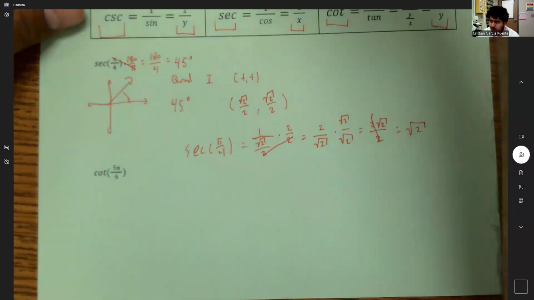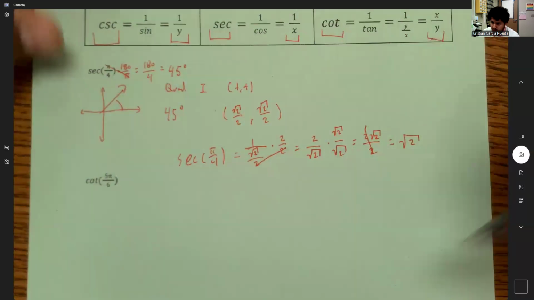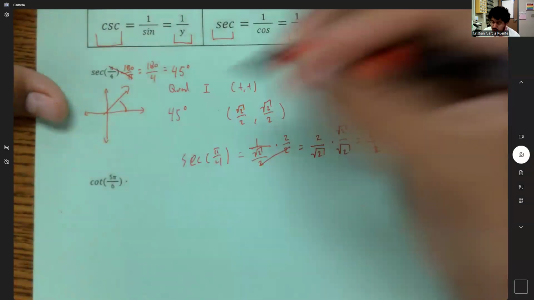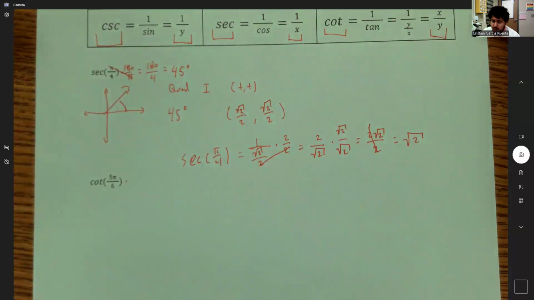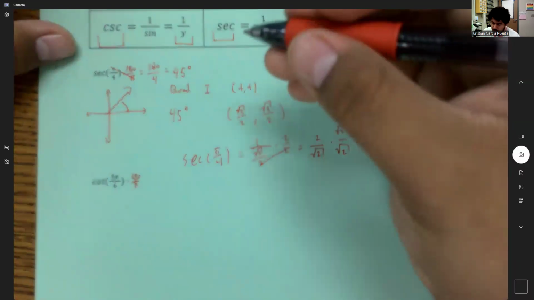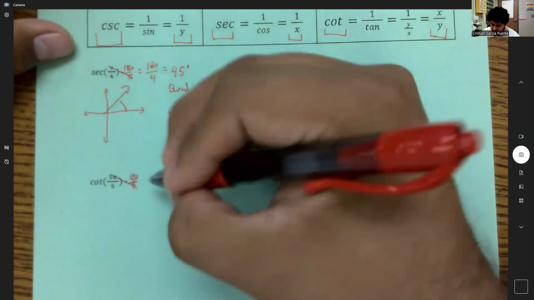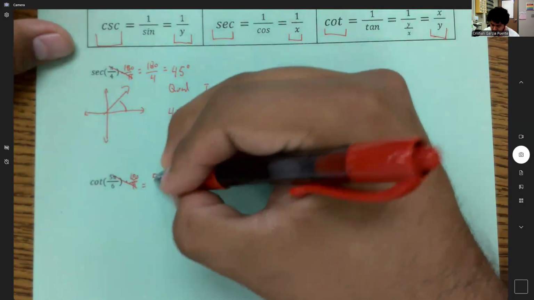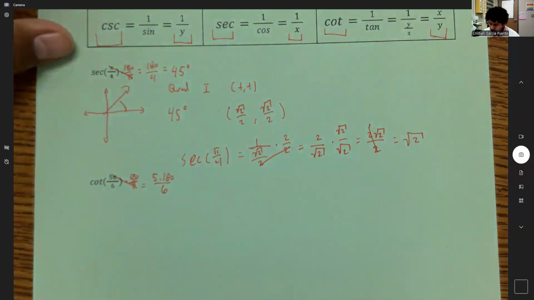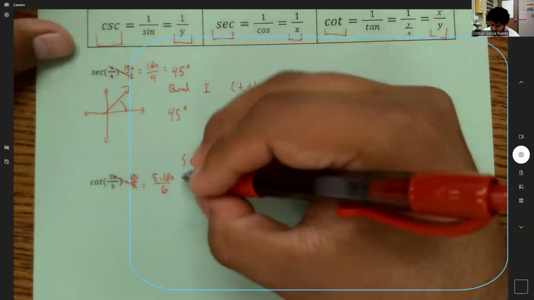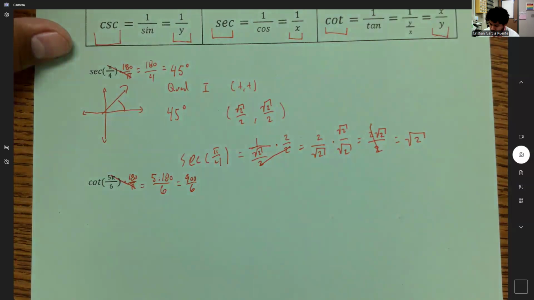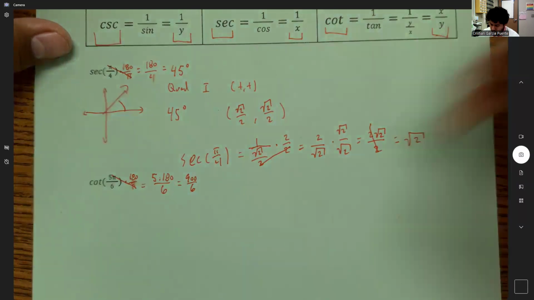So we have, let me see. Yep, secant of 5 pi over 6. The first step you've got to do is change it from radians to degrees. The way we do that is multiply by 180 over pi. Now the pi's are going to cancel. So left on top is just 5 times 180, and on the bottom we're left with 6. 5 times 180 is just 900, divided by 6, which is equal to 150.